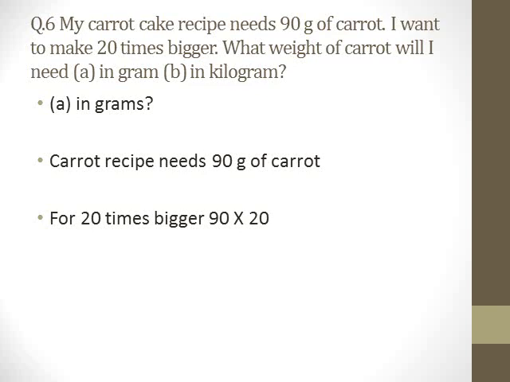So 9 times 2 is 18, and because 90 has 1 zero and 20 has 1 zero, there are 2 zeros. So I will write 18 and 2 zeros. So 2 into 9 is 18 and 2 zeros. Because I know whenever the numbers are multiplied, the zeros will be added. So there are 2 zeros in the answer. I am sure that there will be 2 zeros, and I multiply 9 by 2 and get 18. So 1800 grams of carrot will be required to make a 20 times bigger cake. But we have to work for kilograms also.